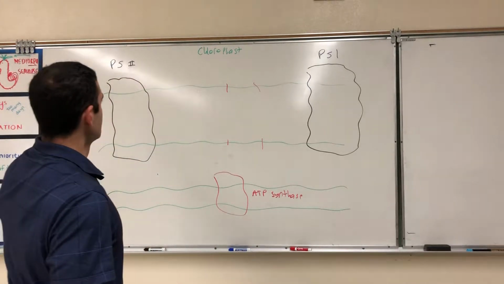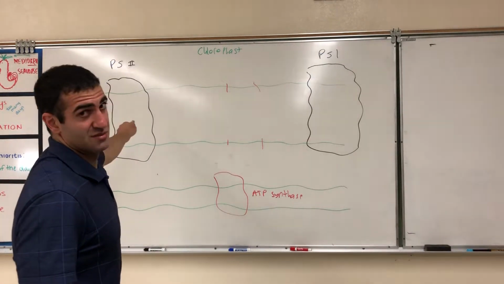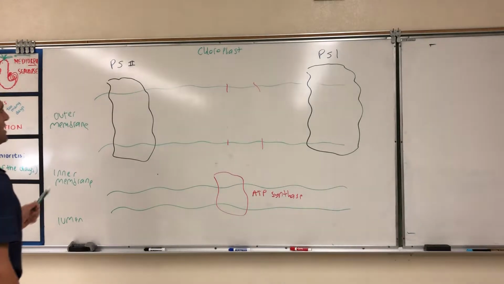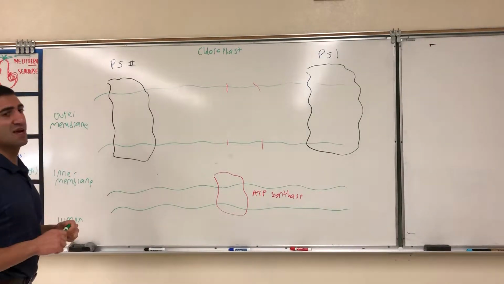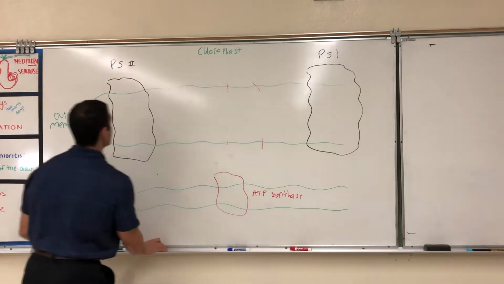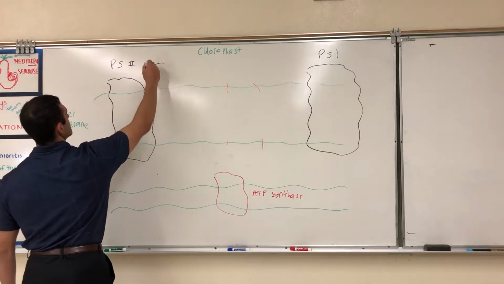Now the first thing I drew is going to be what's called photosystem 2. Now what photosystem 2 is, it's a group of proteins that absorb light energy. So I'll do this in black. I'm going to put down light energy.